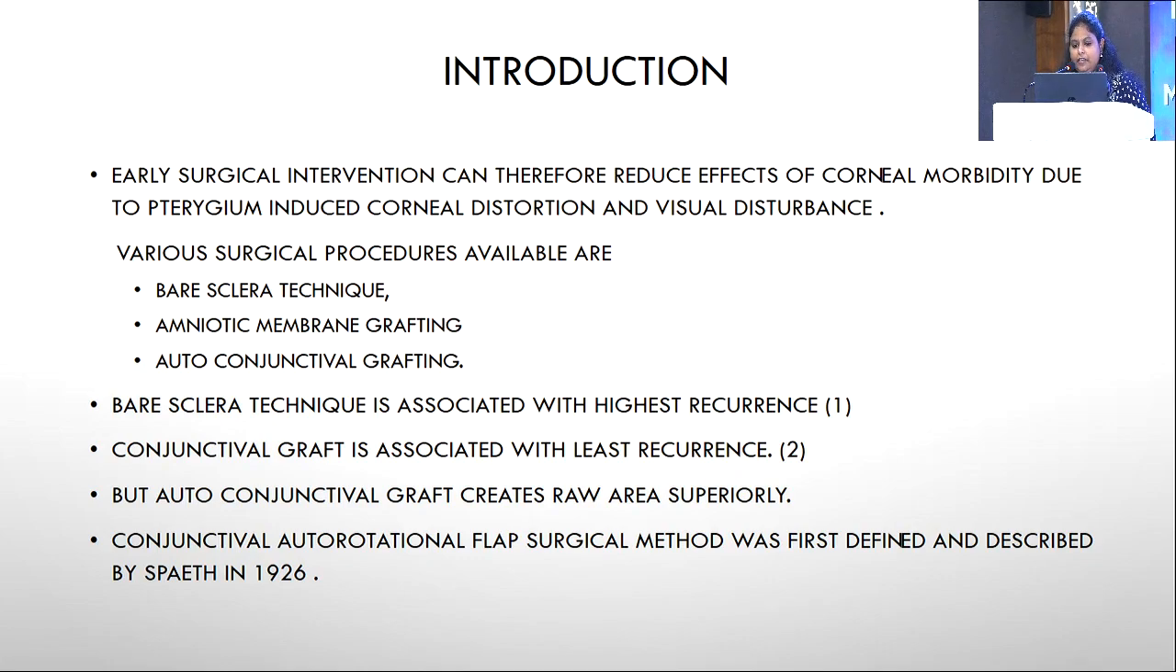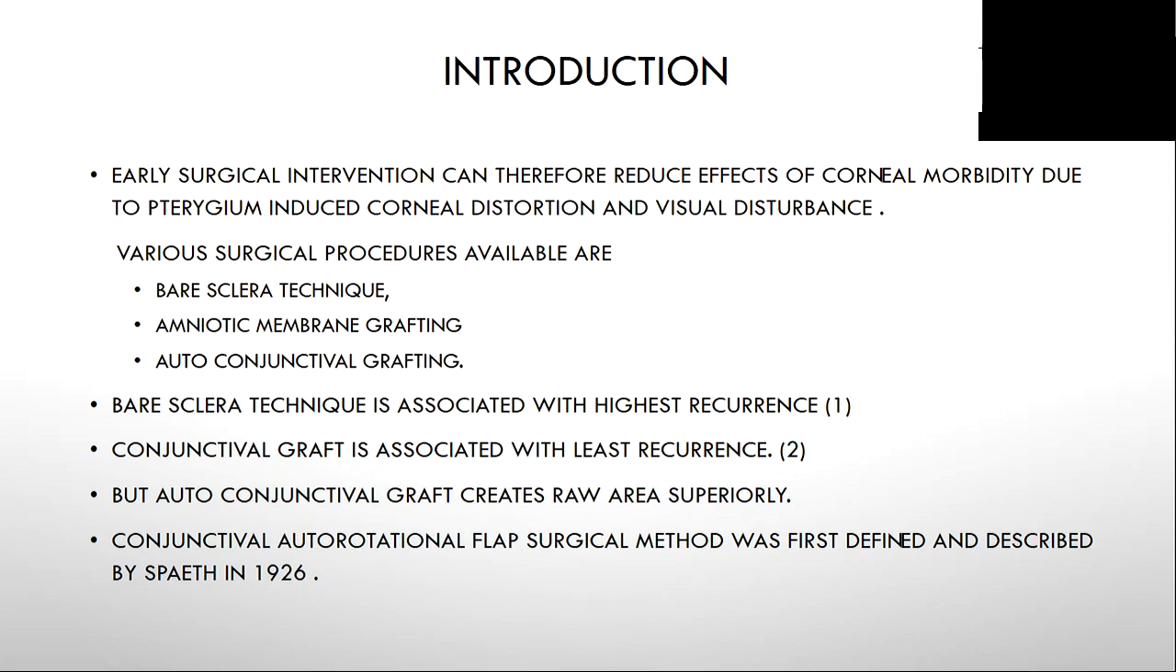Early surgical intervention can therefore reduce effects of corneal morbidity due to pterygium-induced corneal distortion and visual disturbance. Various surgical procedures available are bare sclera technique, amniotic membrane grafting and autoconjunctival grafting. Bare sclera technique is associated with high recurrence risk and conjunctival grafting is associated with least recurrence. But autoconjunctival graft creates a raw area superiorly.